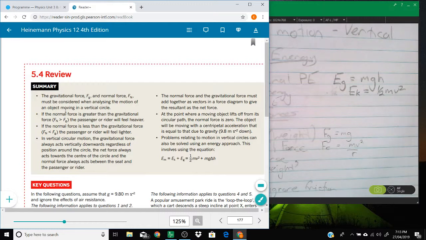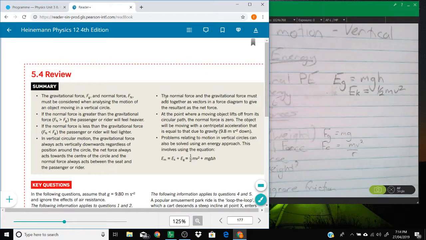Going through that, if normal force is greater than the gravitational force, the passenger will feel heavier. If the normal force is less than the gravitational force, the passenger will feel lighter. In vertical motion, gravitational force always acts vertically downwards, regardless of position in the circle. Net force always acts towards the center of the circle. Well, that's in particular the net force when you're at the bottom or the top. So then you're not worrying about being at peak velocity, maximum or minimum, thereby not worrying about linear acceleration.